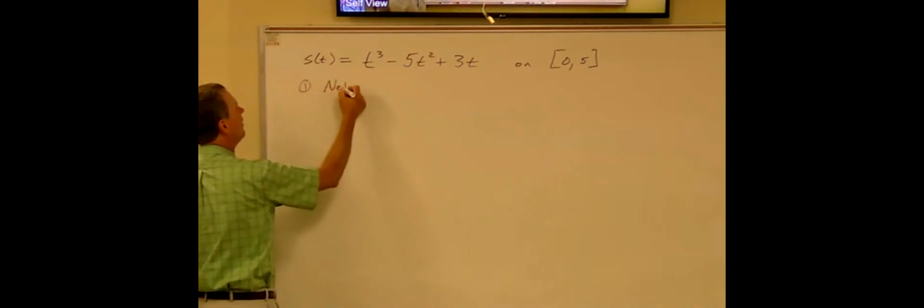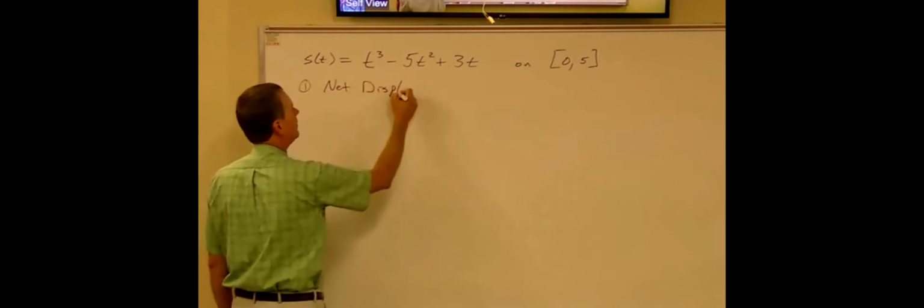What was the first question? Let's come to a consensus on that. Having trouble with this one, actually. How do you calculate net displacement? S of 5 minus S of 0, equals 15. And what number did we get? 15. 15 minus 0, which just yields 15.